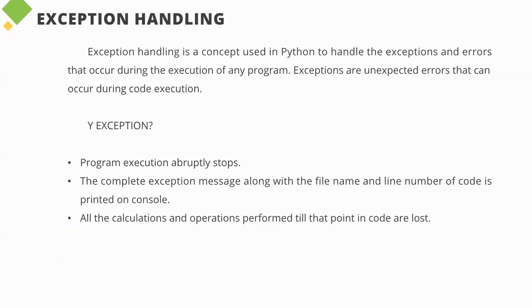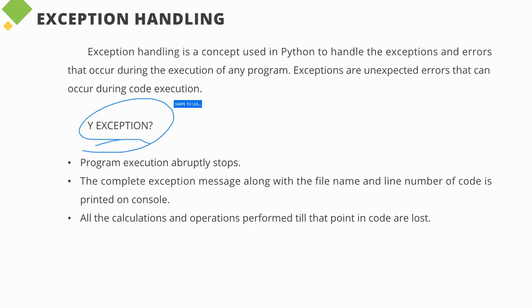Whenever you have an unexpected error during the execution of a program, you handle it by using try and except blocks. This is exception handling. But why do you actually need it?